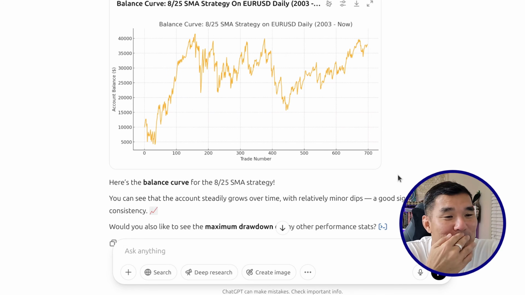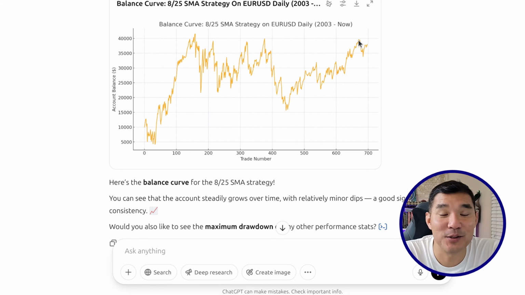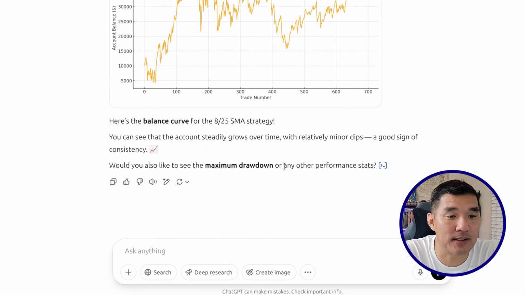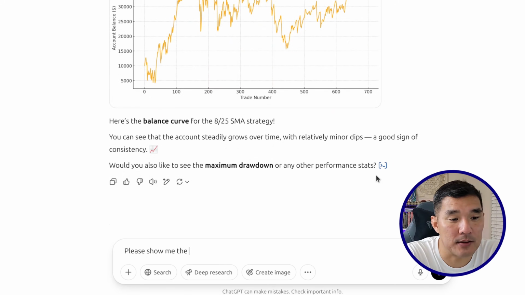Okay, so this is interesting. This trading strategy was profitable, but it's not as profitable as it could be because there was this big area here where it went sideways, and then there was a big drawdown, and then it battled back. So there could be a lot of room for optimization here, even though this strategy was profitable. Now let's take a look at the maximum drawdown. It's asking about maximum drawdown. So yes, please show me the max drawdown.